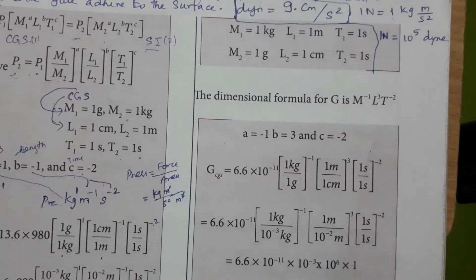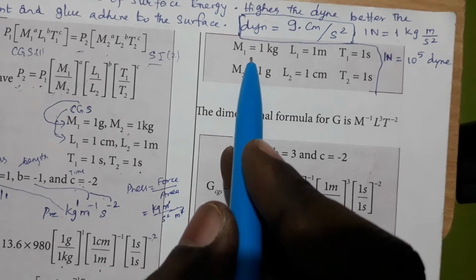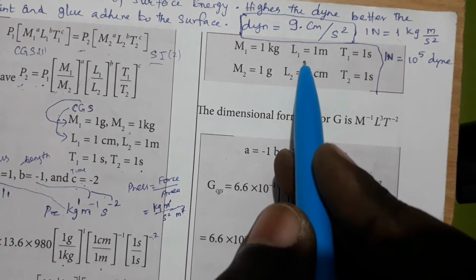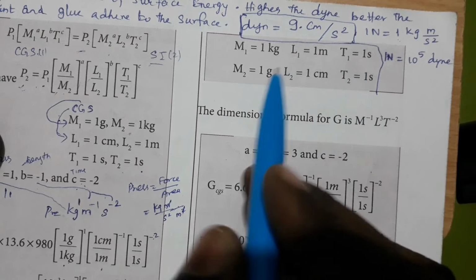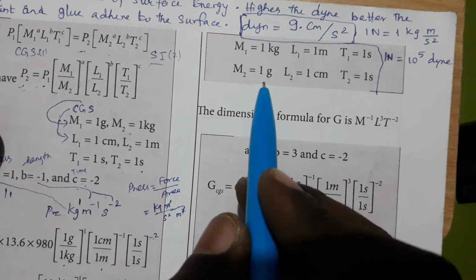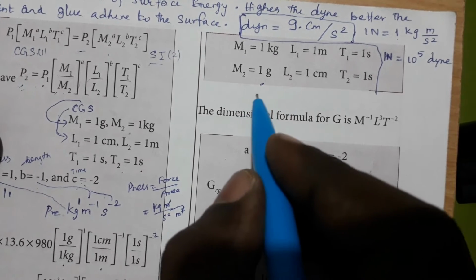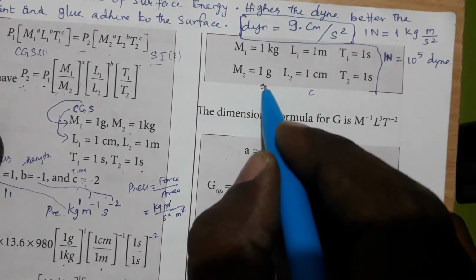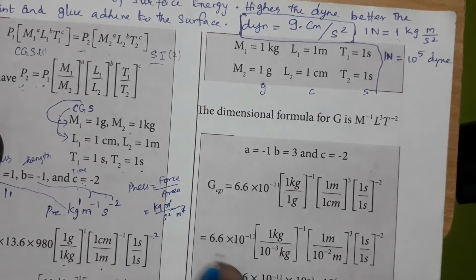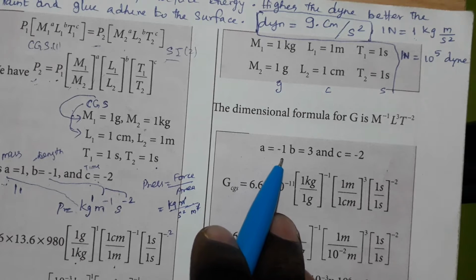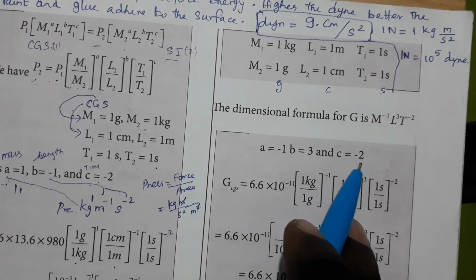Now we know that the value that is already given to us is in SI unit, that is mass M1 is equal to 1 kg, L1 is equal to 1 meter and T1 is equal to 1 second. Now M2, L2 and T2 we have to convert into CGS units, that is centimeter, gram, second. Now you may be wondering how the values a equal to -1, b equal to 3 and c equal to -2 came.